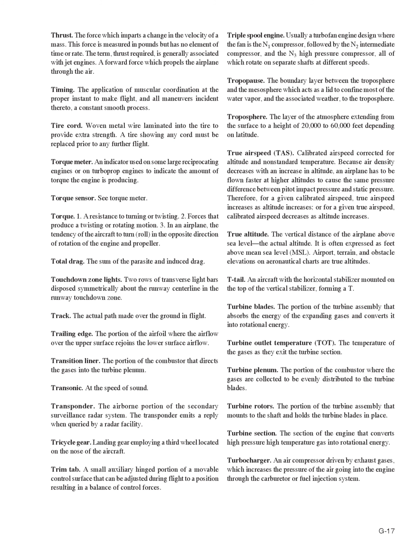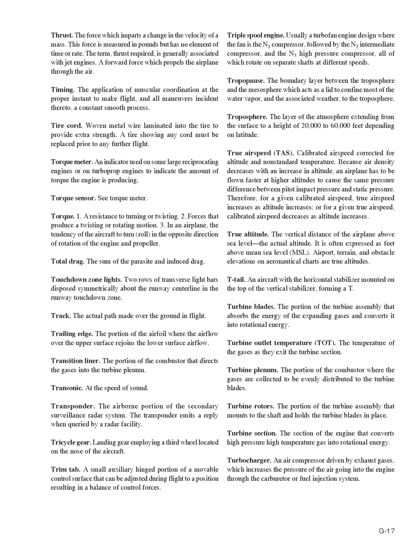The vertical distance of the airplane above sea level, the actual altitude. It is often expressed as feet above mean sea level, MSL. Airport, terrain, and obstacle elevations on aeronautical charts are true altitudes. Touchdown zone lights. 2 rows of transverse light bars disposed symmetrically about the runway centerline in the runway touchdown zone. T-tail. An aircraft with a horizontal stabilizer mounted on the top of the vertical stabilizer, forming a T.